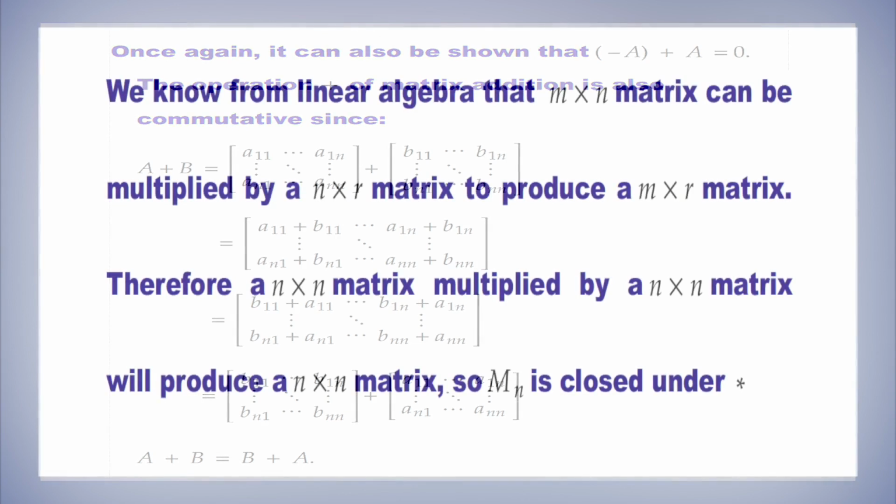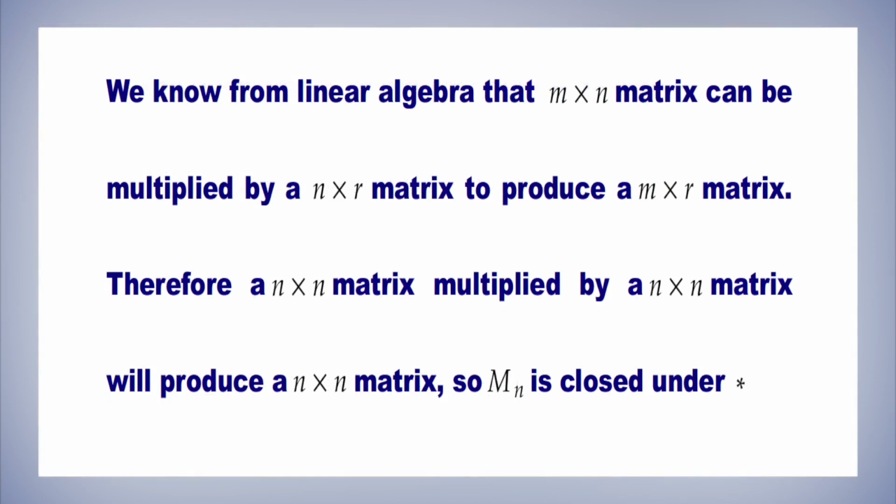We know from linear algebra that an m by n matrix can be multiplied by an n by r matrix to produce an m by r matrix. Therefore, an n by n matrix multiplied by an n by n matrix will produce an n by n matrix. So, Mn is closed under multiplication.